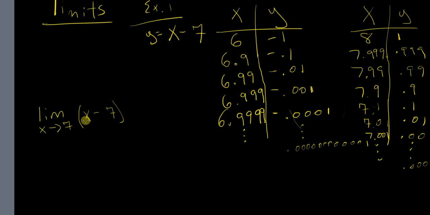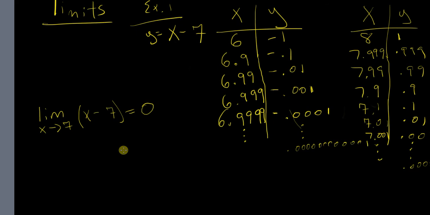This little expression tells the reader, hey, buddy, I don't necessarily care what's happening at this 7. I don't even necessarily care if this function exists at 7. I don't care. So don't tell me, because I don't care. All I care about is what's happening to this function as we approach it, as we tend to 7. So, as we saw from this table, and from this table, it is approaching 0.